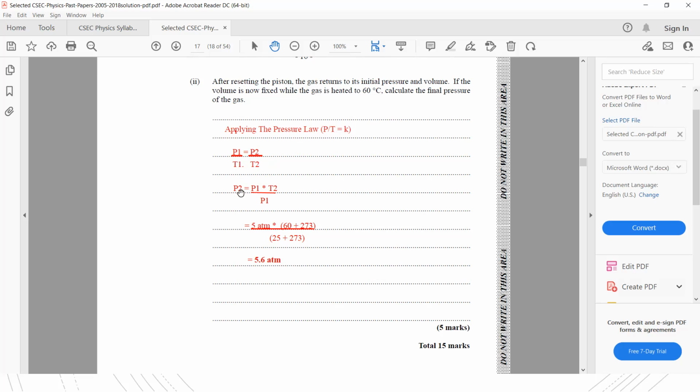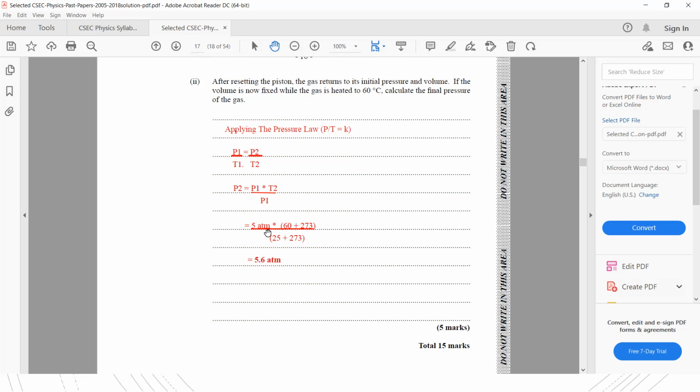So we are finding P2, transposing for P2. P2 is equal to P1 times T2 over T1. Or sorry, this should be T1. All right, so we have P2, that's what we want to find. P1 is 5 atmospheres, times the Kelvin temperature. Now, once you're doing the gas laws, make sure the temperatures are in kelvins.